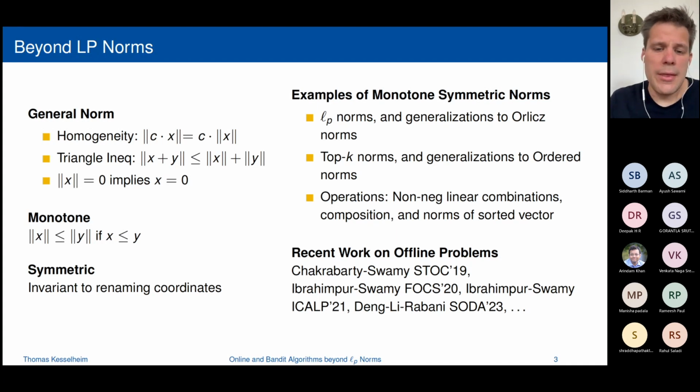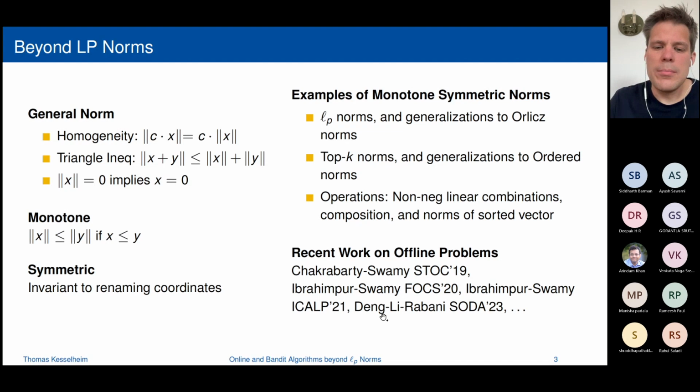What is a top-k norm? There I just take the sum over the k largest components of my vector. So the top-1 norm is exactly the largest entry, which is nothing but the L infinity norm. The top-d norm, if I have d coordinates, is nothing but the sum of all coordinates, so that's the L1 norm. But the top-2 norm would, for example, just take the sum of the 2 largest entries. Those can also be generalized to so-called ordered norms. The nice thing about monotone symmetric norms is that if you take non-negative linear combinations, compositions, or norms of sorted vectors, this will again give you monotone symmetric norms. This is why these monotone symmetric norms have been studied recently in offline problems.